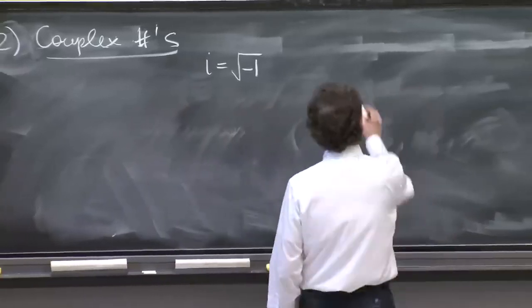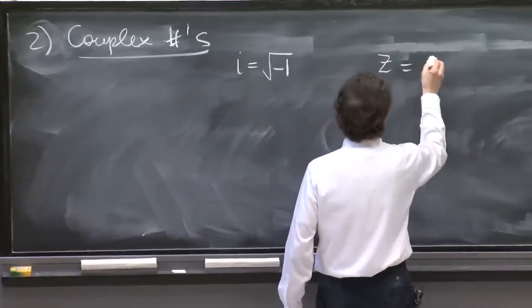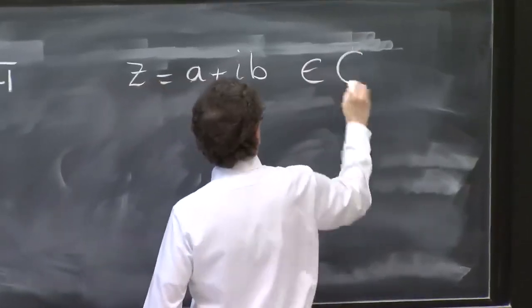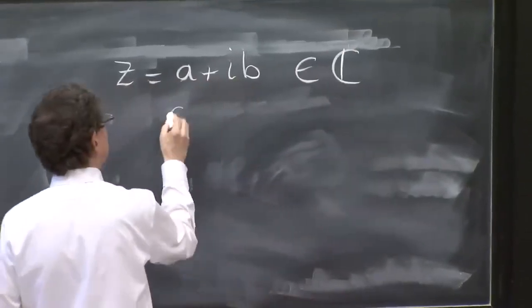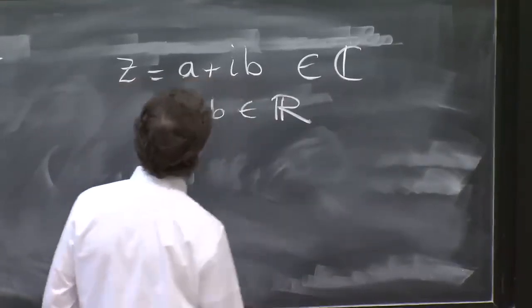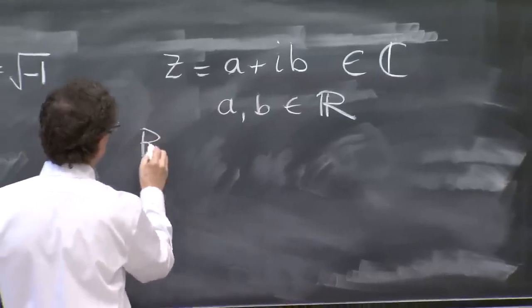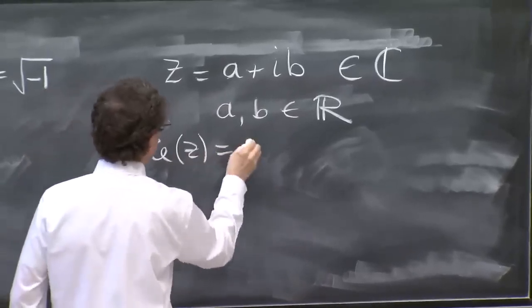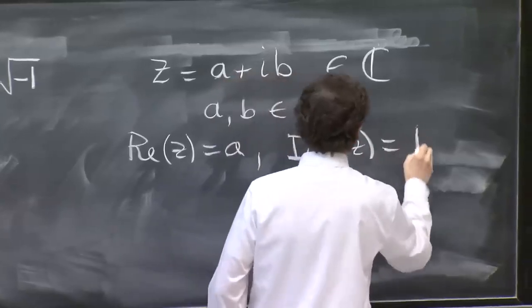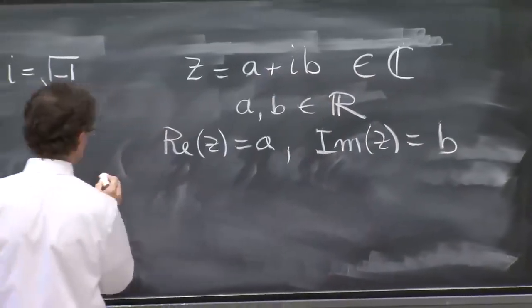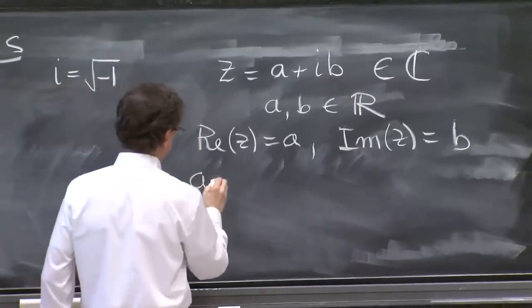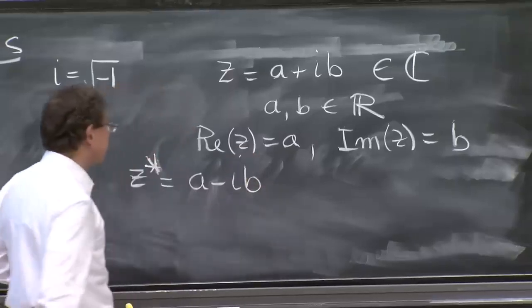So if you have a complex number z, we sometimes write it this way, and we say it belongs to the complex numbers, with a and b belonging to the real numbers. And we say that the real part of z is a, and the imaginary part of z is b. We also define the complex conjugate of z, which is a minus ib.